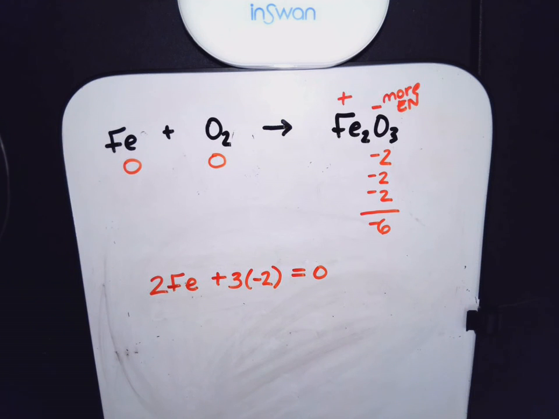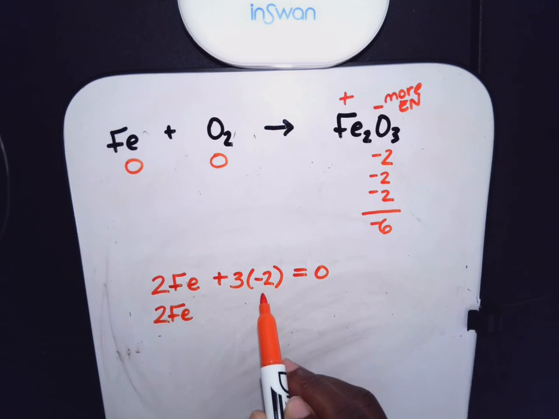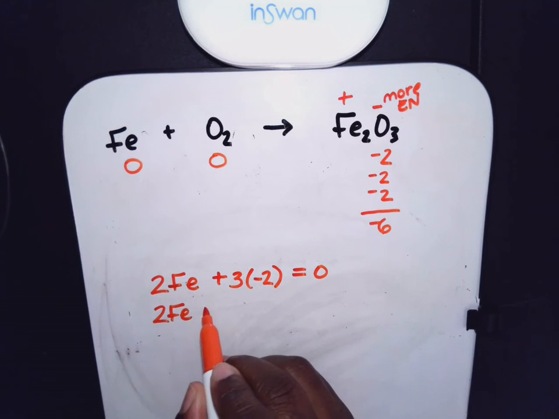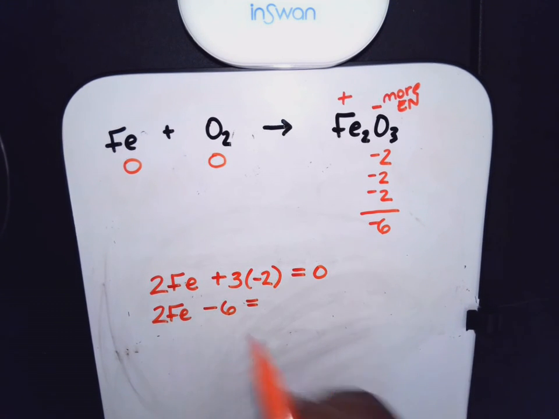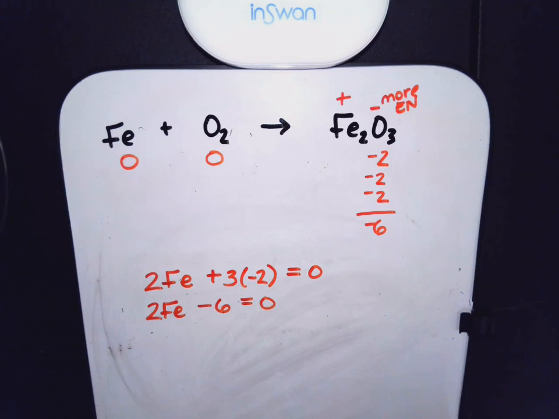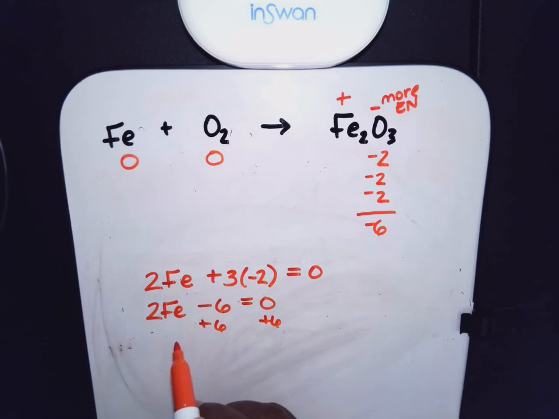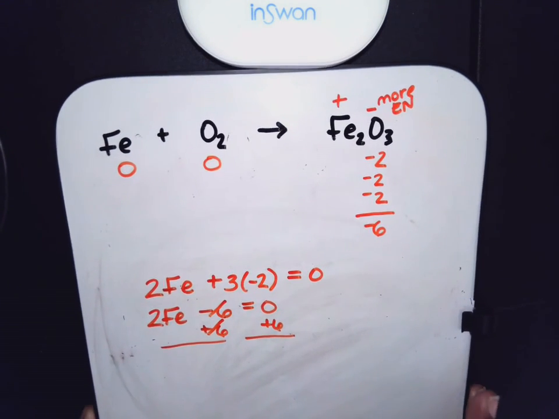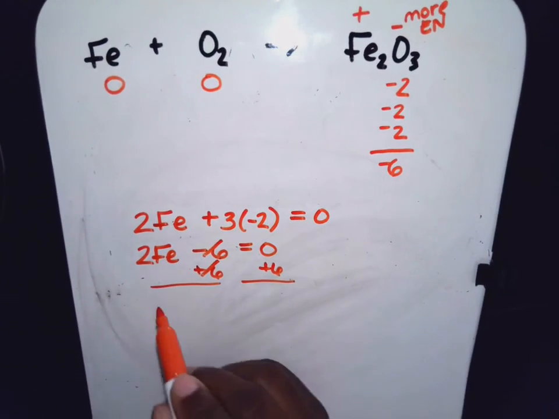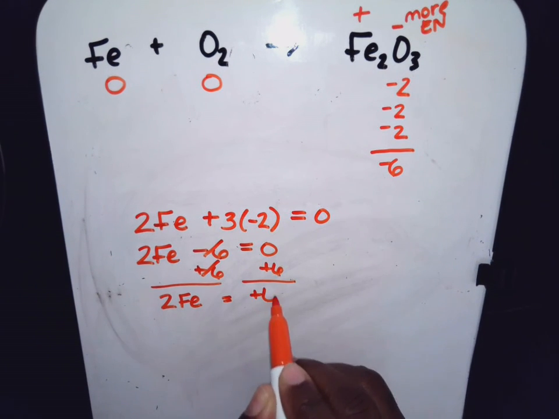From there, I need to solve this expression. I still have my 2Fe. 3 times -2 is -6, so I can simply show it as -6, instead of plus or negative. Then I still have equals 0. Now I need to add 6 to both sides because I need that Fe by itself. Adding 6 to the left side causes it to cancel out, so on my left side I simply have 2Fe. On my right side, I now have +6.